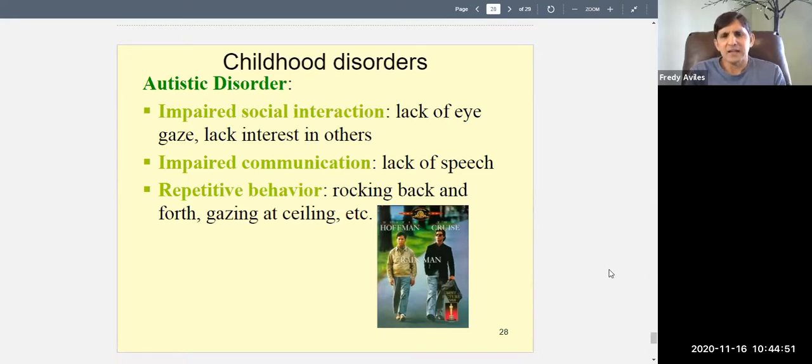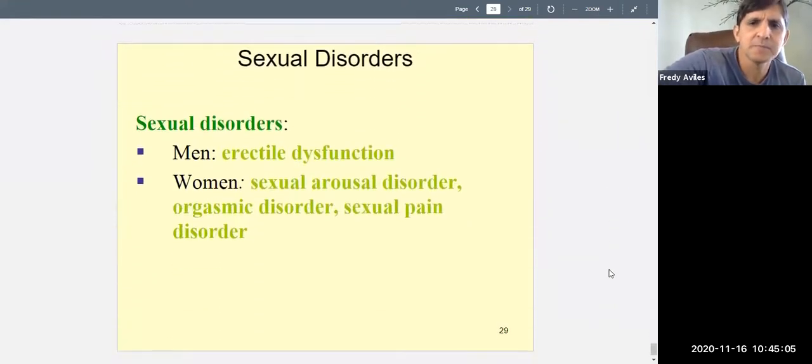And by the way, now we call it autism spectrum disorder. There's a whole range of this. There's different kinds, okay? And my son is mild. He does have this. And yeah, he's getting treatment for it.